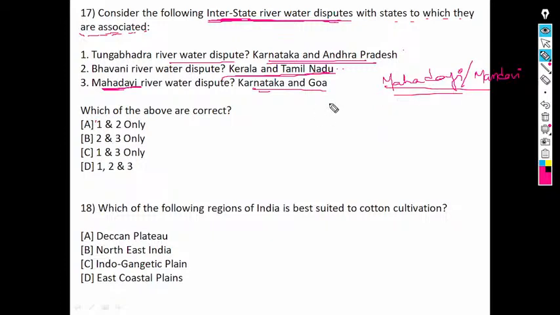Which among the following are correct? 1 and 2, 1 and 3, all are correct. This is Tungabhadra between Karnataka. All are correct. These answers we'll discuss.